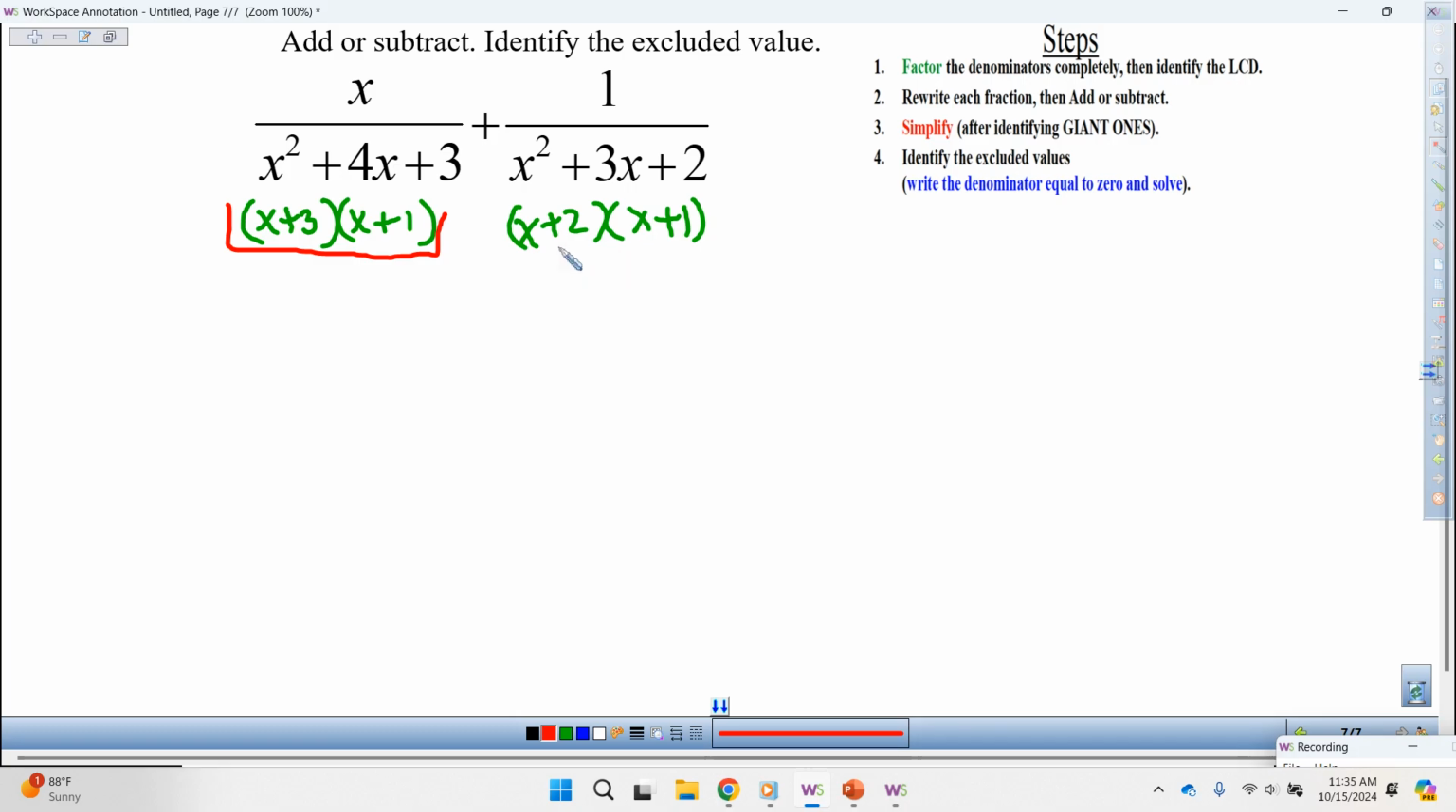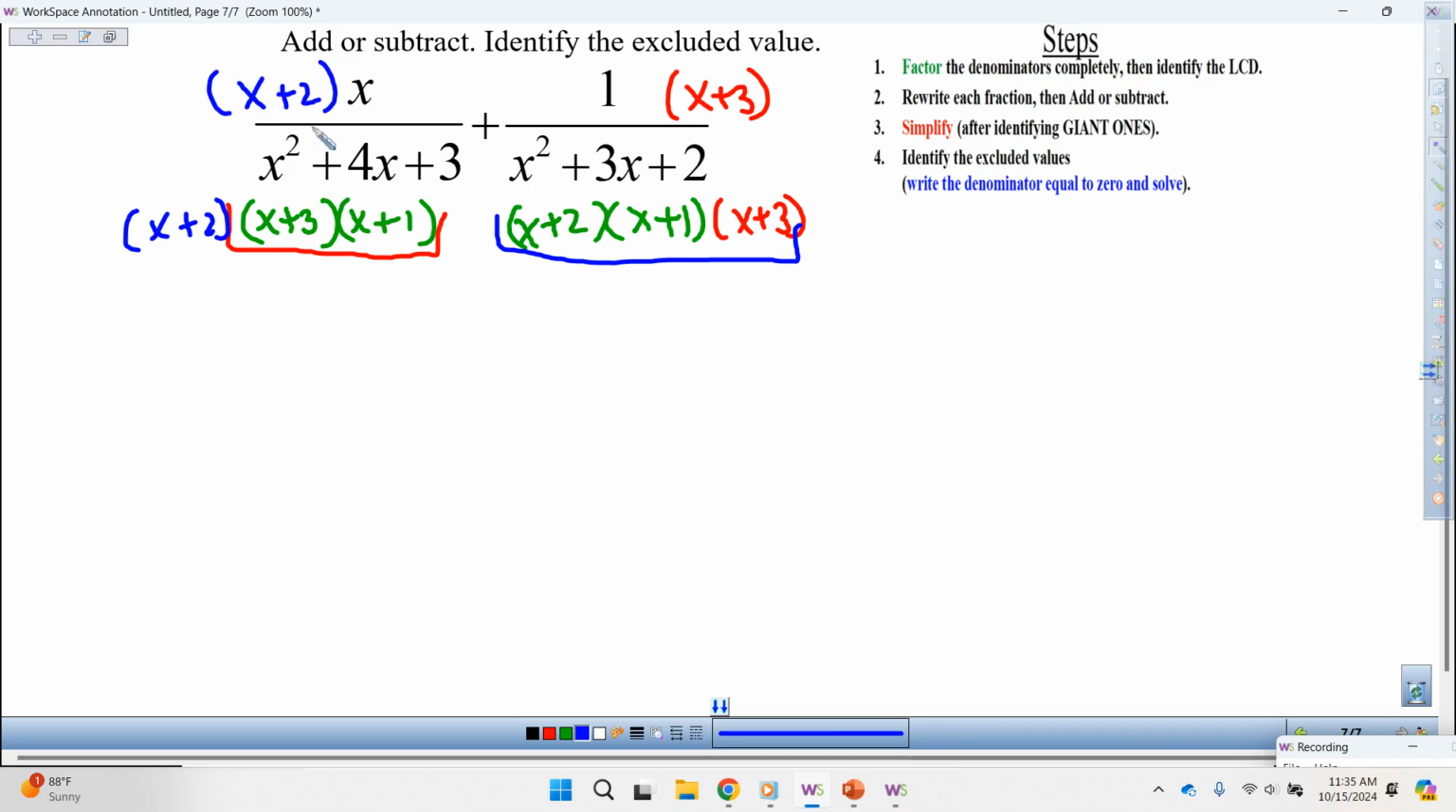Sebastian: So this one needs x plus 3, top and bottom. And you said that the first one needs what? X plus 2. X plus 2 is correct. All right, so we're done with step 1.